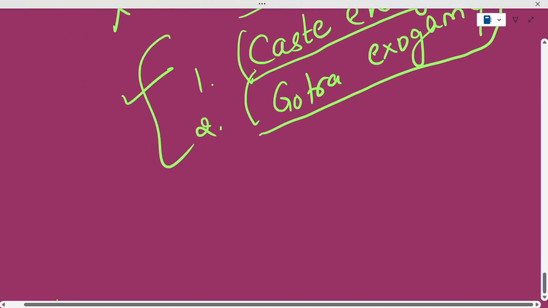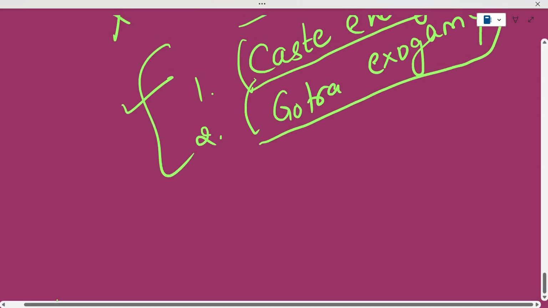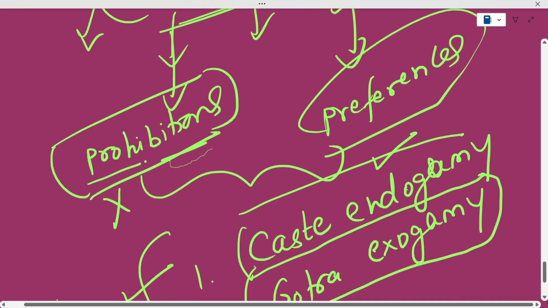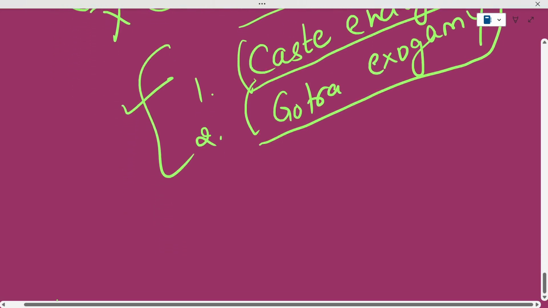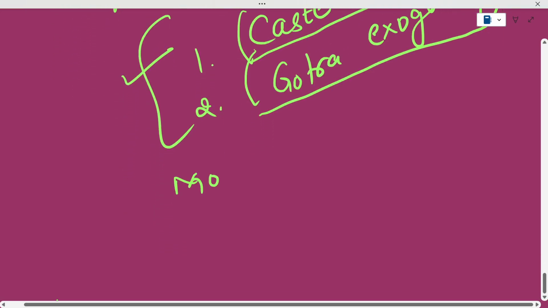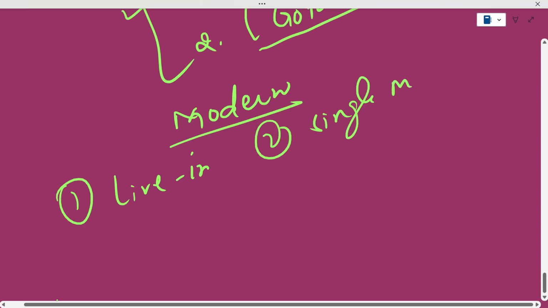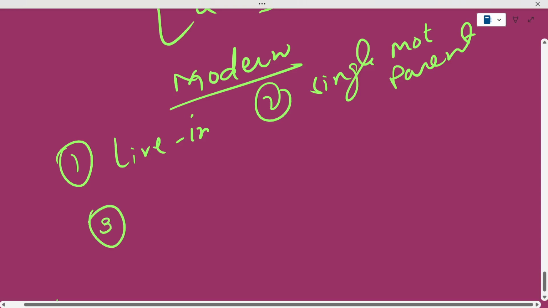Then in modern society, many marriage rules are coming up, but overall, when group or family preferences are taken into account, most of the marriage rules are either prohibitory or preferential. The modern rules have changed a lot. Let's say live-in relationships, single mothers, single parent households, then intercaste and interfaith marriages.